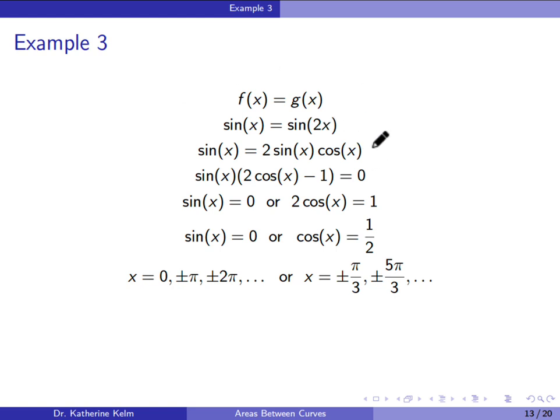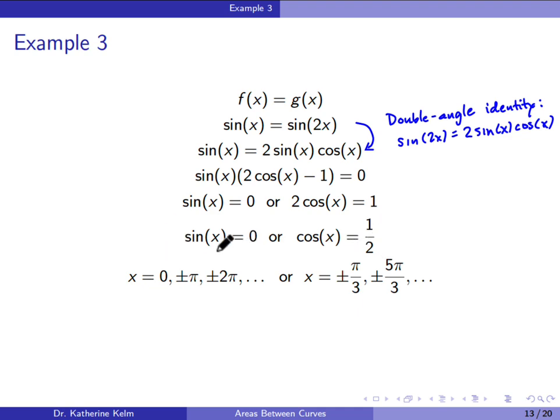This step requires a trig identity. One of the double angle identities is sine of 2x equals 2 sine of x cosine of x. So that's what I'm using here. We get down to sine of x must be equal to 0, or cosine of x must be equal to 1/2.